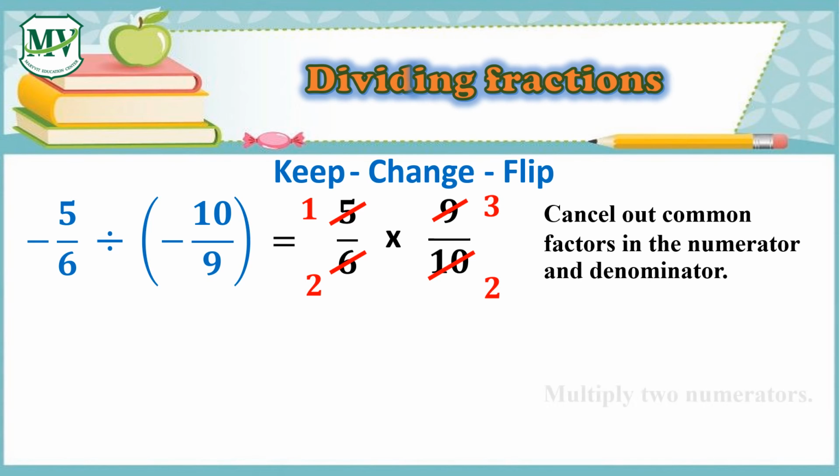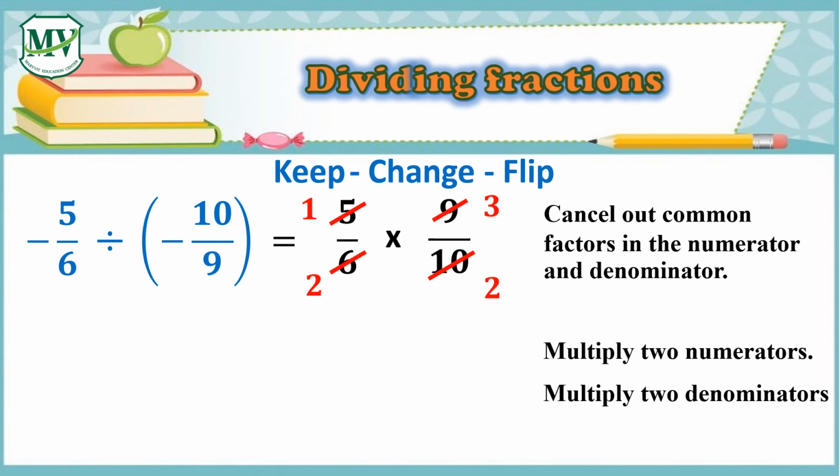Our next step is to multiply two numerators and two denominators. What do you think is our final answer? Excellent! We have 3 over 4. 3 over 4 is our final answer because we cannot simplify this any further. Did you get it? Great! Let's learn another one.